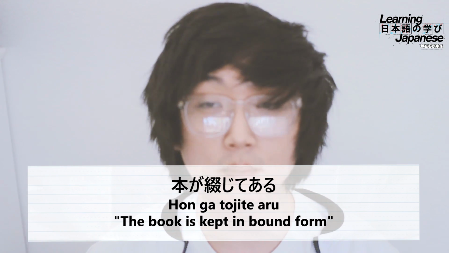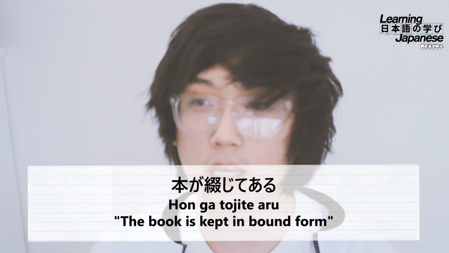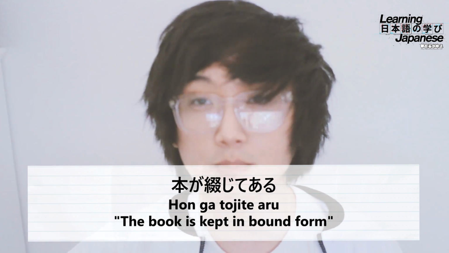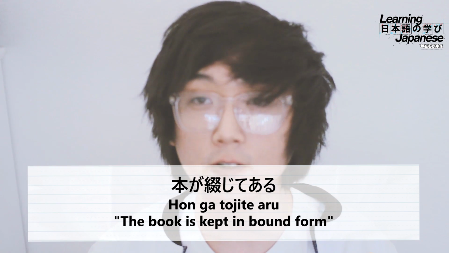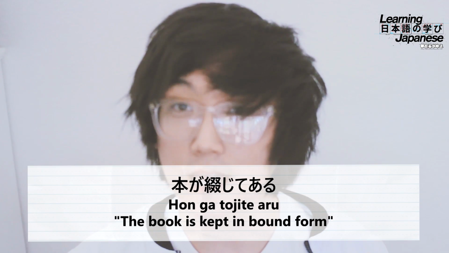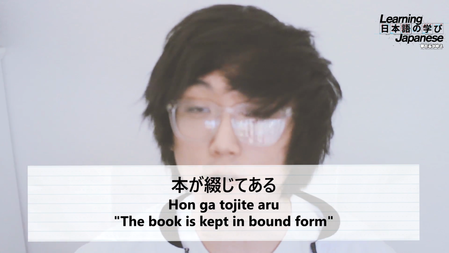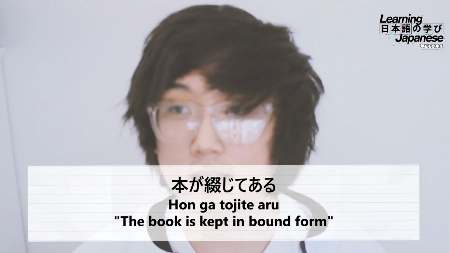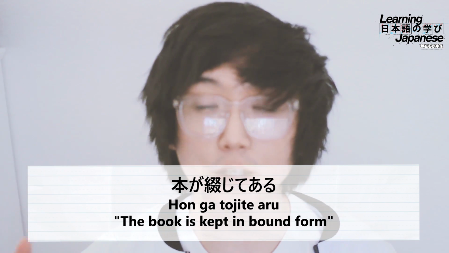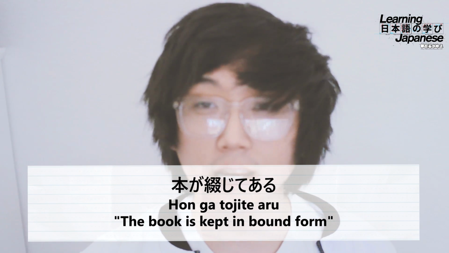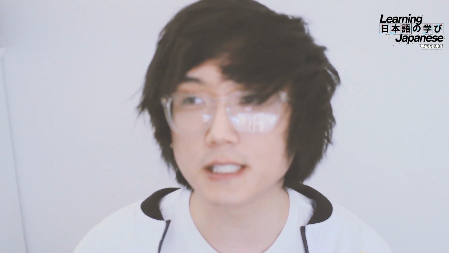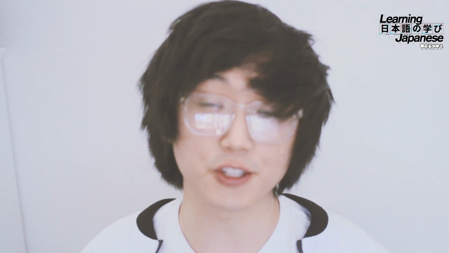So as opposed to meaning to bind, it's going to mean an object has received the action of that verb, to bind, tojiru, and it's kept in a resultant state from that action, and it's still in that state even now when I'm talking and saying it. So hon ga tojite aru is going to mean the book is in a bound form, is kept in a bound form. Or if we wanted to literally convey the nuance here, the book was binded and now it's still binded, basically.